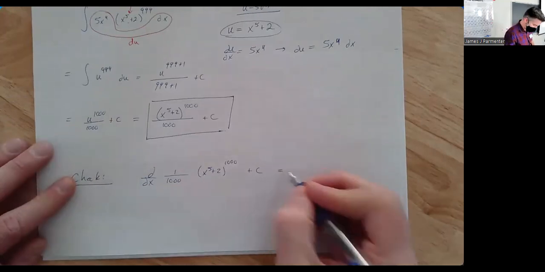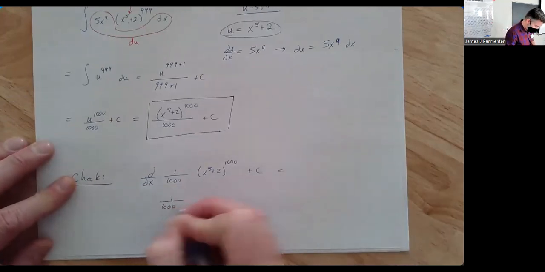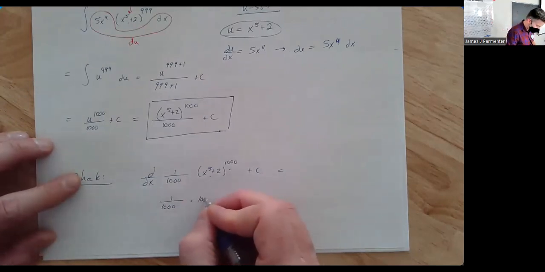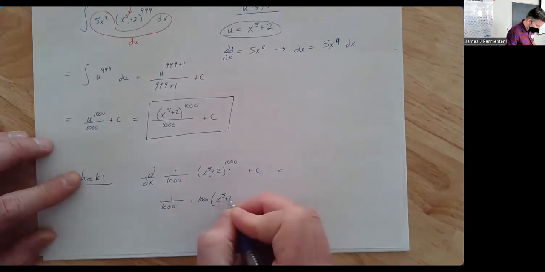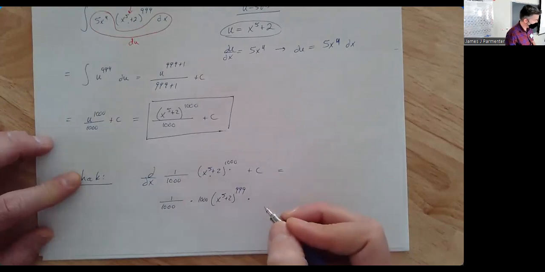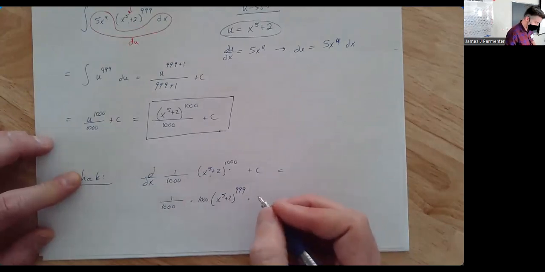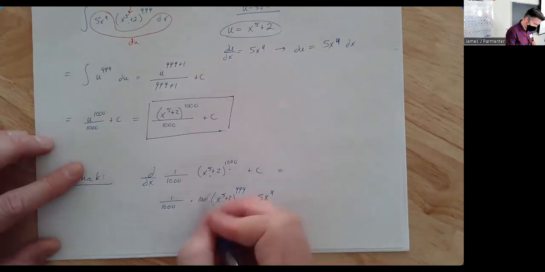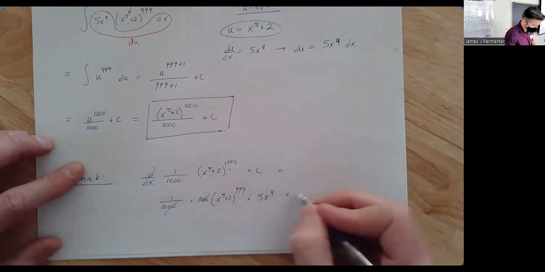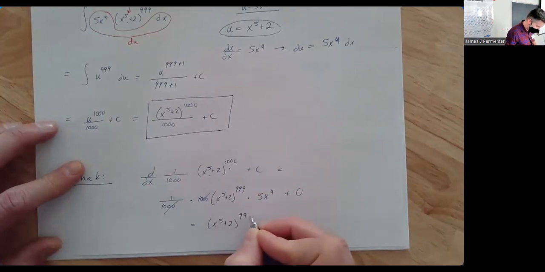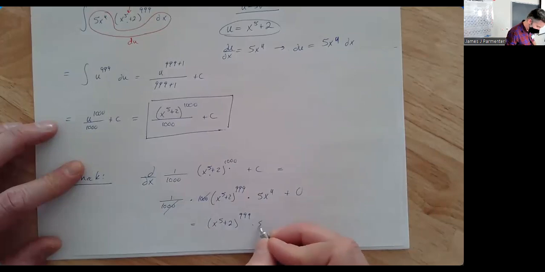When I do that, the constant hangs out, and the derivative of something to the 1,000th power is 1,000 times our stuff to the 999th power times, chain rule, exactly, the derivative of the inside. And look, the thousands cancel. Oh, and sorry, plus 0 because the derivative of c is 0. And then the thousands cancel, and we're exactly left with the function we started off integrating: (x to the 5th plus 2) to the 999th power times 5x to the 4th.